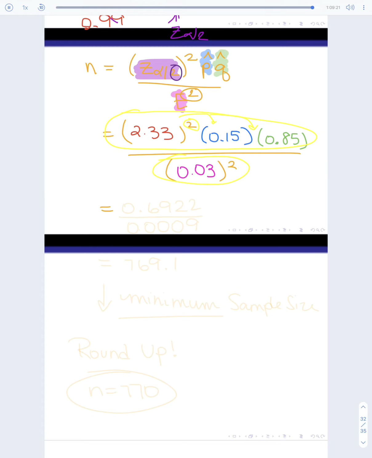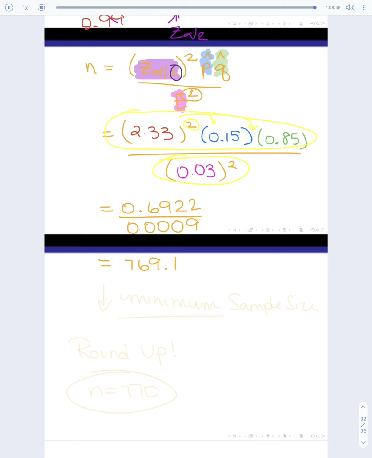So we were going to work with simplifying the top first, and if you plug that into your calculator, like I said, doing the exponents first and doing your multiplication, you'll get a 0.6922. But then you also want to figure out what your denominator is by doing the 0.03 squared, which gets you the 0.0009. And then if you do your division in your calculator, that's the last thing that you end up doing, which you'll get as a 769.1. However, this is talking about people or things, so we can't leave it as a decimal as 0.1. We need to round this.